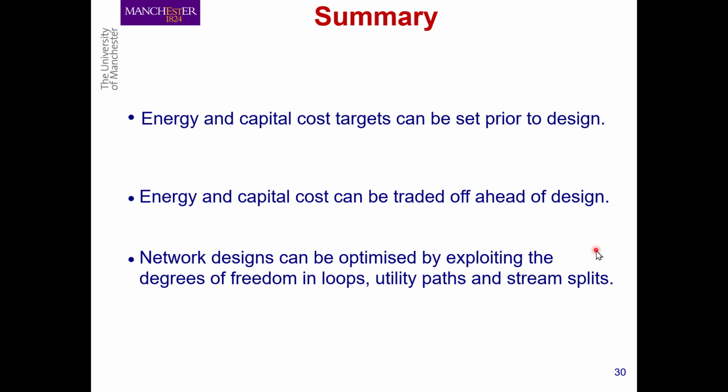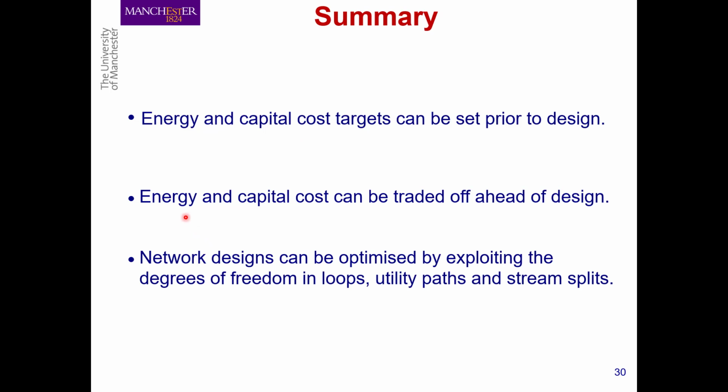So just to summarize, in this lecture we talked about several different process targets. We talked about energy targets, area targets, number of shell targets, and number of units targets. And we said that these energy and capital cost targets can be defined prior to the detailed design of the process. And actually, these targets are very important when we are selecting an optimal HEN design or we are looking at an optimal value of delta T minimum. Okay, because we will select a HEN design or a delta T minimum value that actually satisfies all these targets.